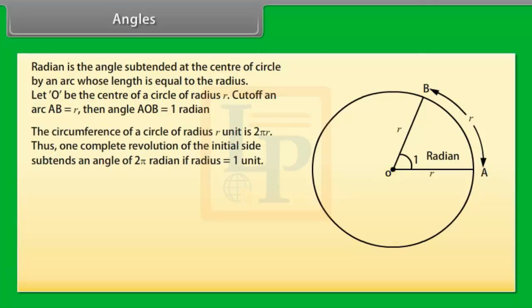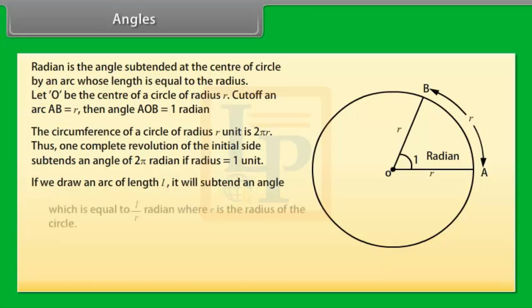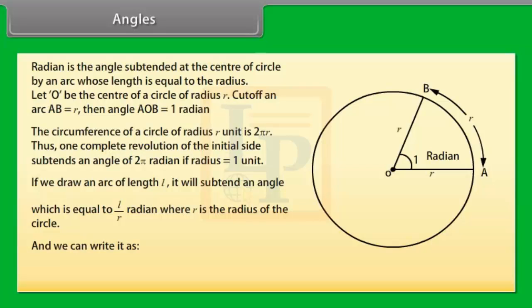The circumference of a circle of radius r unit is 2 pi r. Thus, one complete revolution of the initial side subtends an angle of 2 pi radian if radius is equal to 1 unit. If we draw an arc of length L, it will subtend an angle which is equal to L by r radian, where r is the radius of the circle. And we can write it as L is equal to r theta.